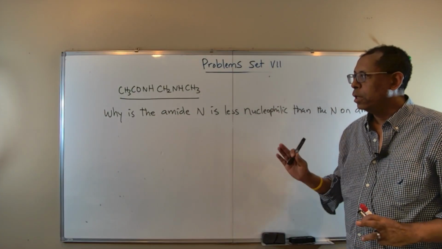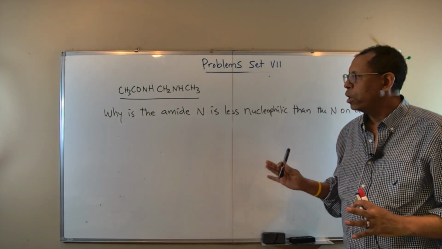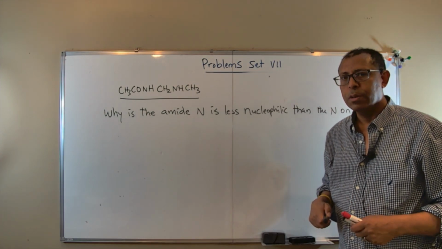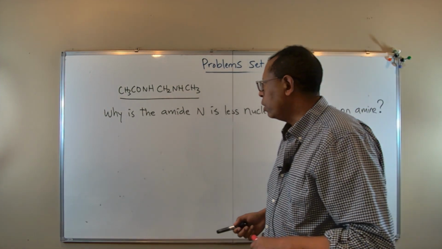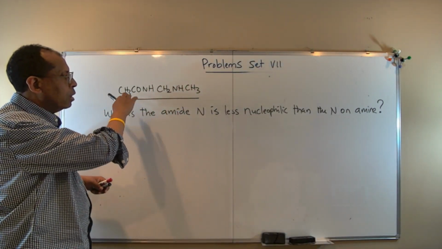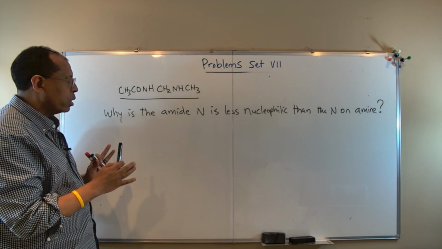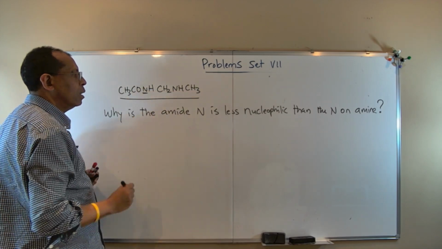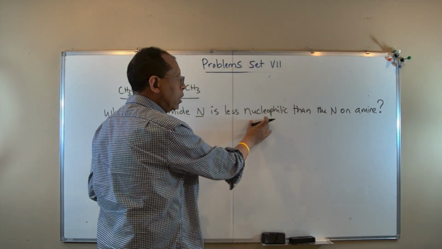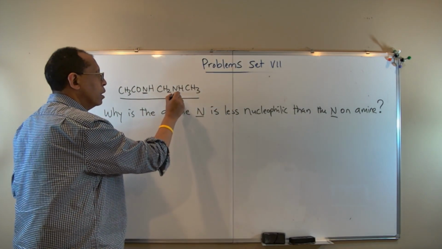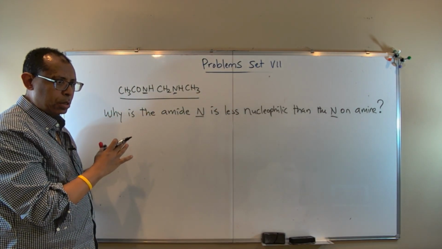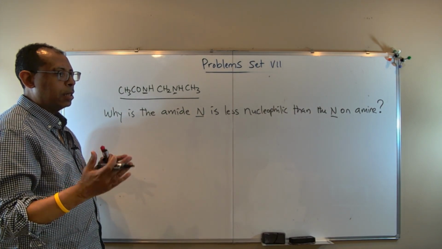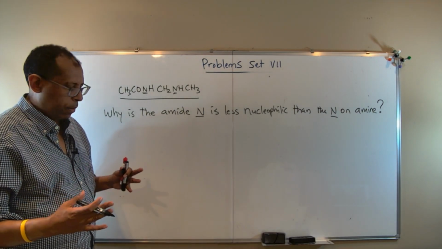Okay, let's continue. Here I have a very simple looking question, and you can answer it very easily, but it's an important concept to discuss. You have an amide and an amine in the same compound, and the question is why the amide nitrogen is less nucleophilic than the nitrogen on the amine. There are two nitrogens that contain a lone pair of electrons, but one is more nucleophilic than the other. So the question is why?